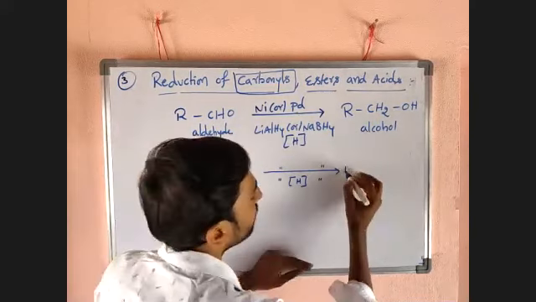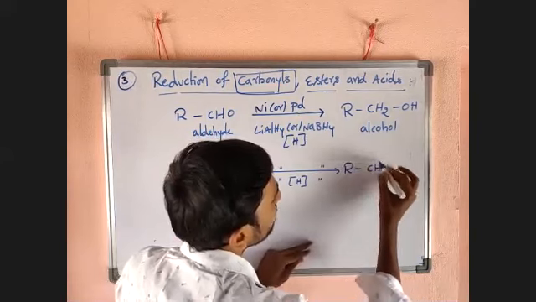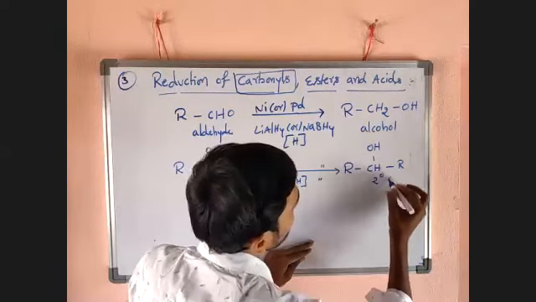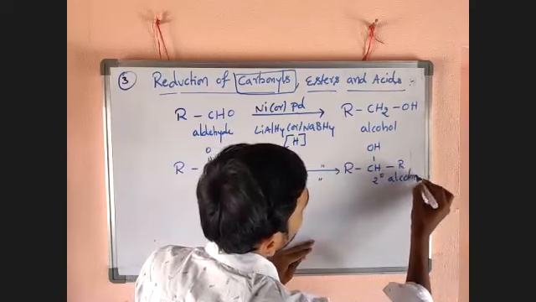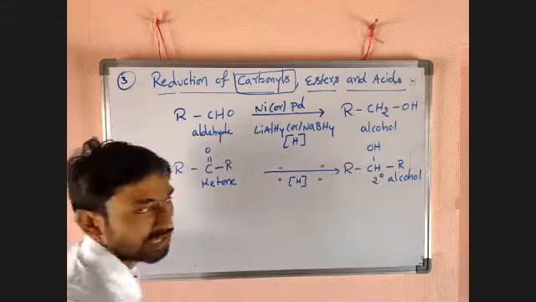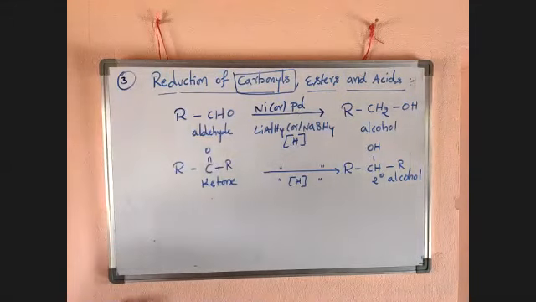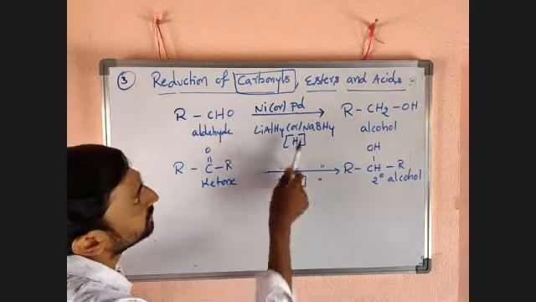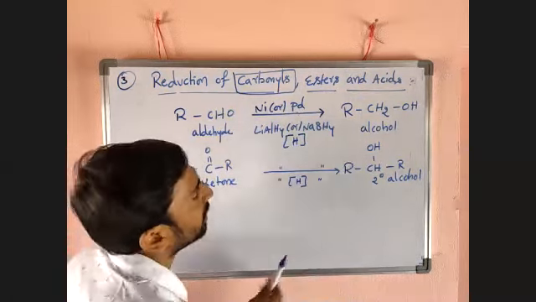Then what will you get? R CH, OH there, R. What is it? Secondary alcohol. This OH-bound carbon is linked with two other carbon atoms. Secondary alcohol means aldehydes and ketones on reduction with any of these reagents will give alcohols.